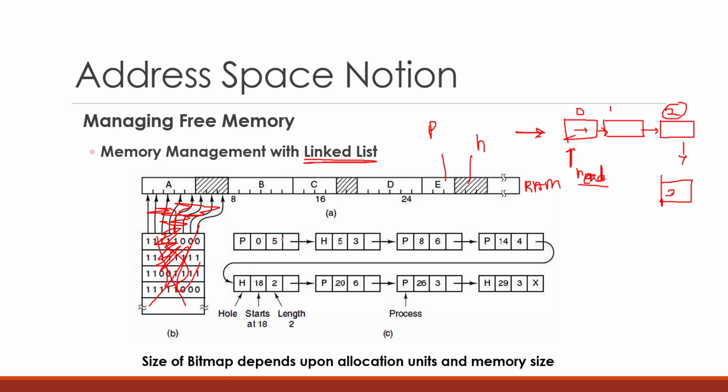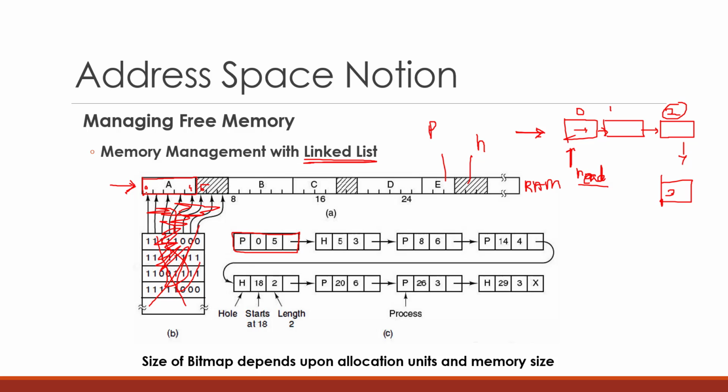A linked list manages it in this form. Each node of the linked list will start with a flag, either P or H. P means a process, H means a hole. So it will start looking from the beginning, from the head of the linked list. If it's a process, then 0 up till 4 here, then 5 here, and so on. So the operating system will store this information in a linked list like this.